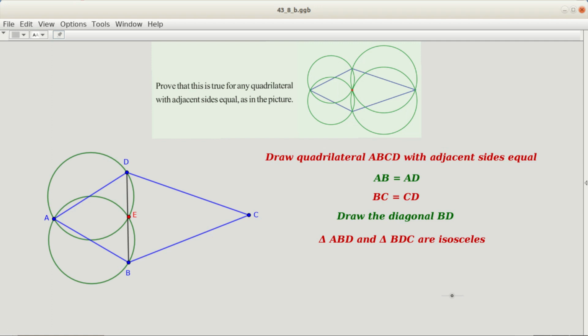Same way, the circles drawn with BC and CD as diameters will pass through the same point E. That means all the four circles pass through a common point.